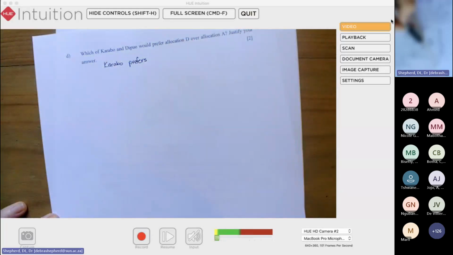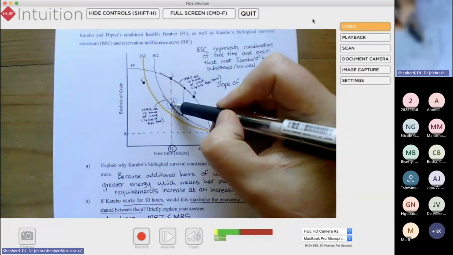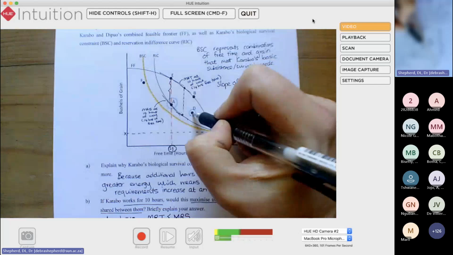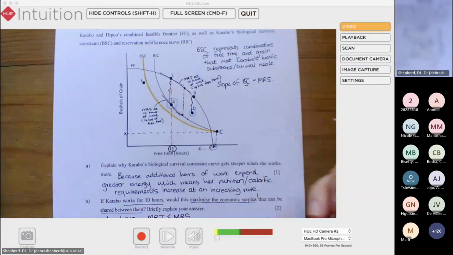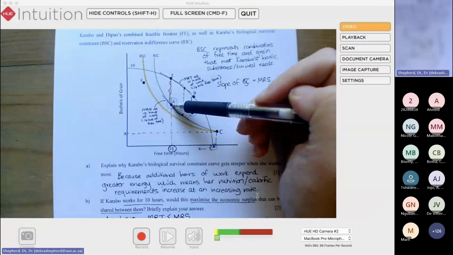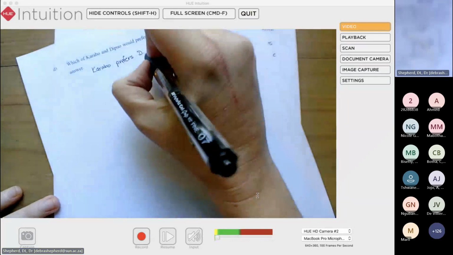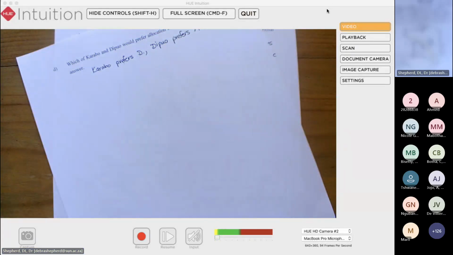Okay, but what about Dipuyo? So Karabo prefers D. Now let's look at the situation from Dipuyo's perspective. So if we're at A, Dipuyo gets this amount. If we're at D, Dipuyo gets this amount. So would Dipuyo prefer A or D? Dipuyo prefers A because the amount that goes to him is greater than at D. So Karabo prefers D, Dipuyo prefers A. Okay.